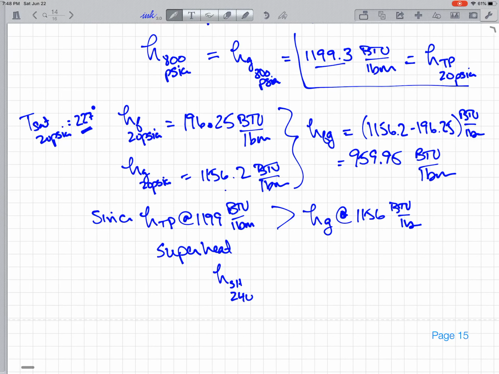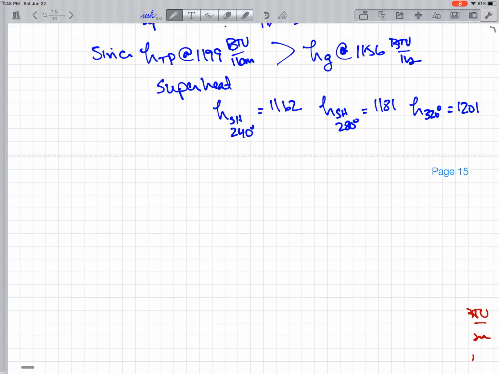And enthalpy of superheat, 240 degrees, is going to be equal to 1162. Enthalpy superheat of 280 degrees, 1181. All right, so we're more than 280. And look at that, enthalpy at 320 degrees is going to equal 1201. So I'm going to say the answer to method 1 is superheated steam at approximately 320 degrees.